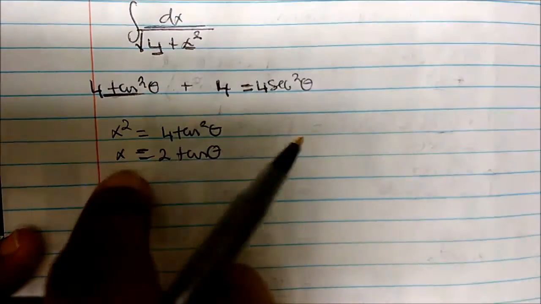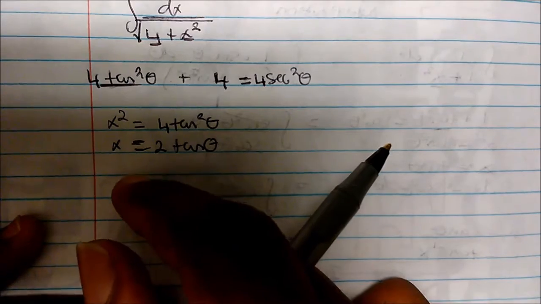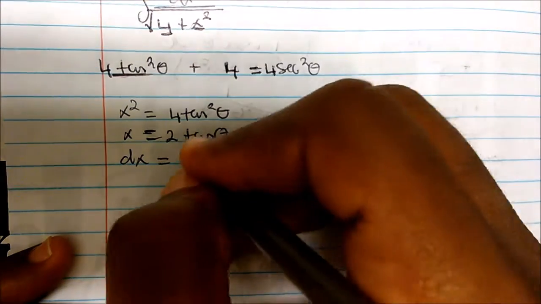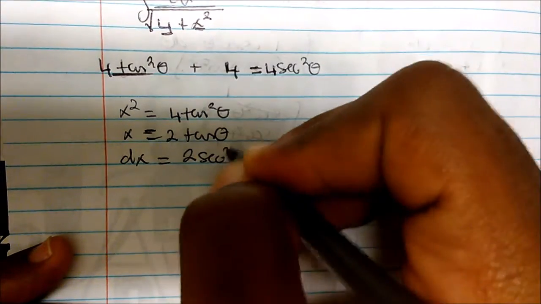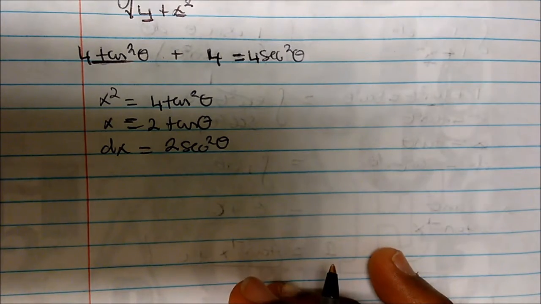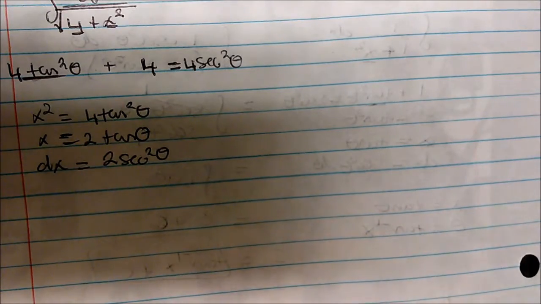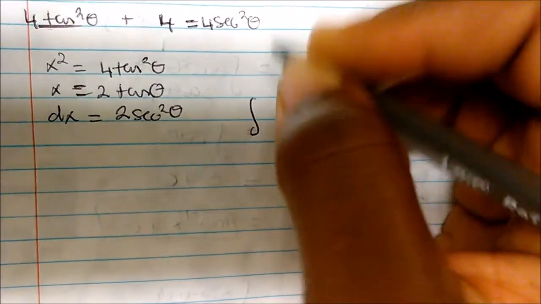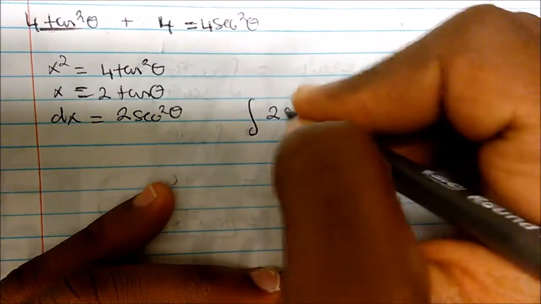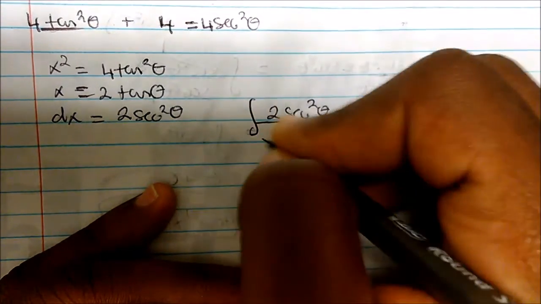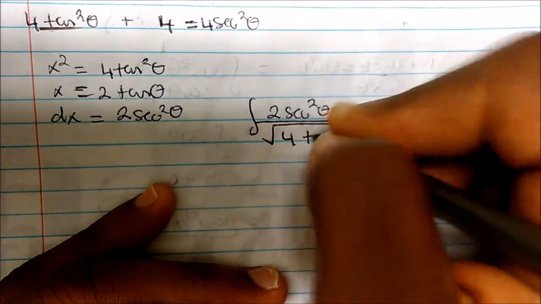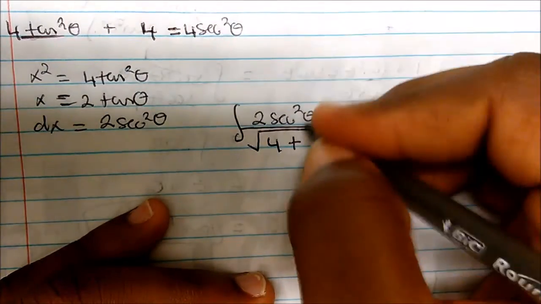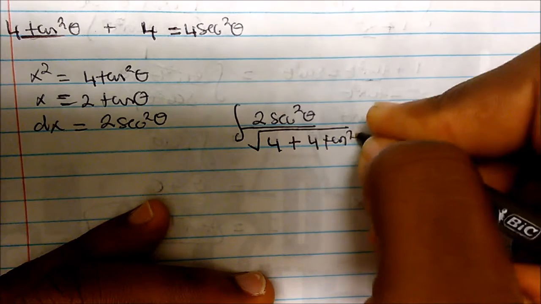Okay, and now that I have x, I need to figure out what dx is. If I take my derivative, this becomes 2, and what's the derivative of tangent? That becomes secant squared of theta. Now that I have everything on top intact, I could just go ahead and do my integral. So if I rewrite my integral, this becomes the integral of dx, which is 2 secant squared of theta. And we're going to divide that by the square root of 4 plus, well, what was my x squared? That happens to be 4 tangent squared of theta.